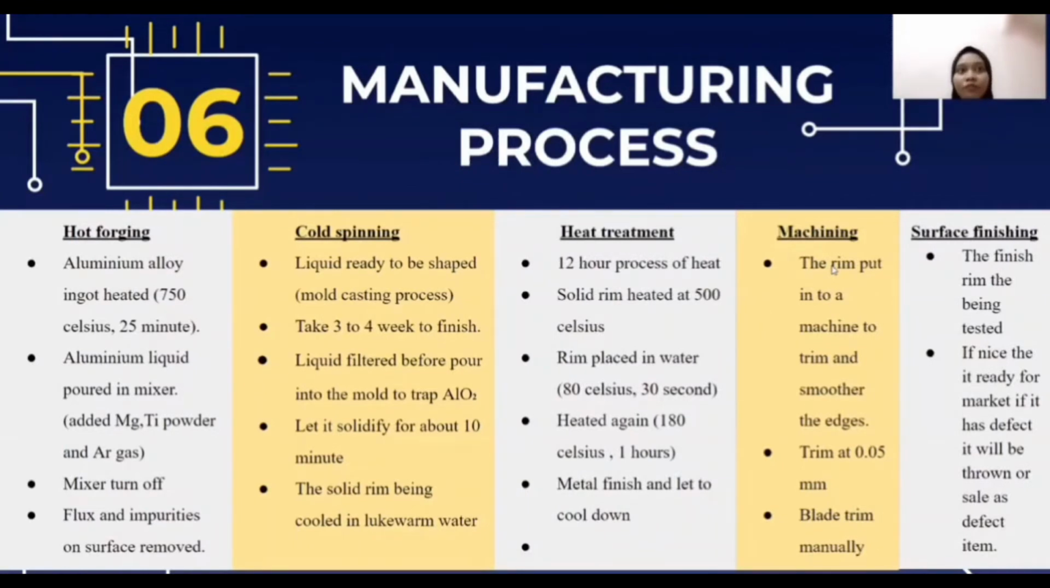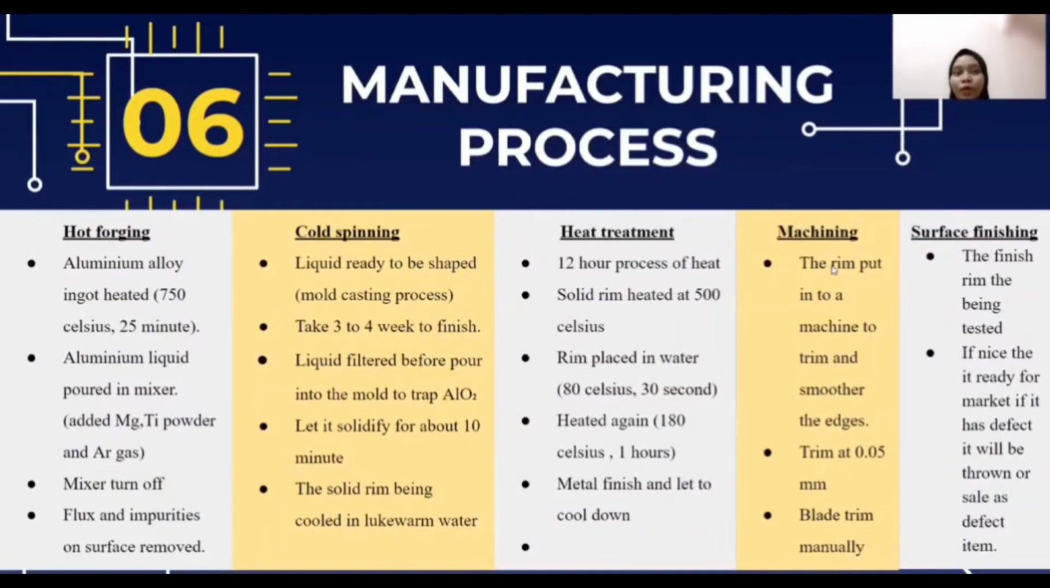The hot forging process starts with the aluminium alloy bar being heated at 750 degrees Celsius for about 25 minutes until it becomes aluminium liquid. Then, the aluminium liquid will be poured into a mixer with added magnesium powder, titanium powder, and also argon gas. This is to ensure that the liquid will be strong when it becomes a solid aluminium alloy. After the mixing process is finished, the mixer will be turned off and the flux and impurities such as aluminium oxide on the surface will be removed.